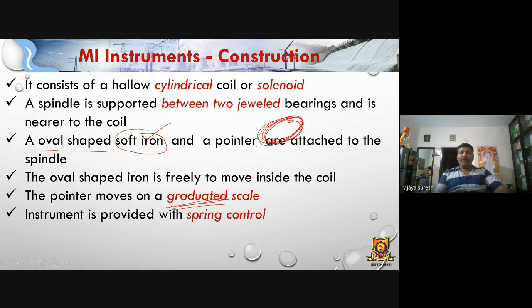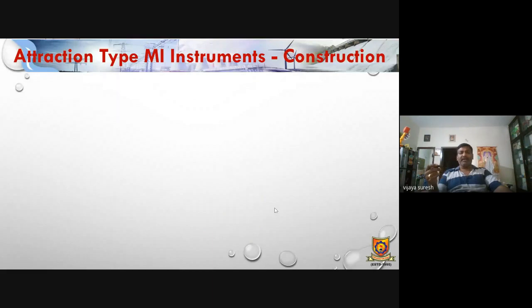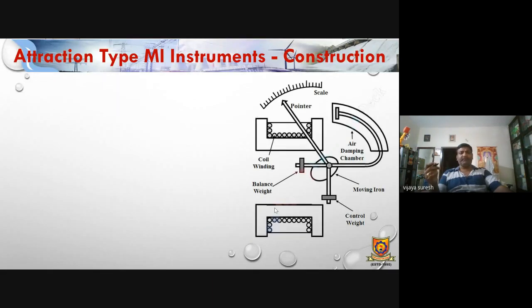The instrument is provided with a spring control. Spring control is used for the controlling torque. We can use spring control, or we can use gravity control, whichever we prefer. And the instrument is provided with air friction damping. So these are all the basic requirements of the moving iron instrument from the construction point of view.